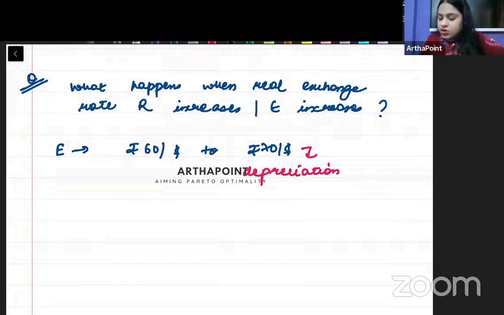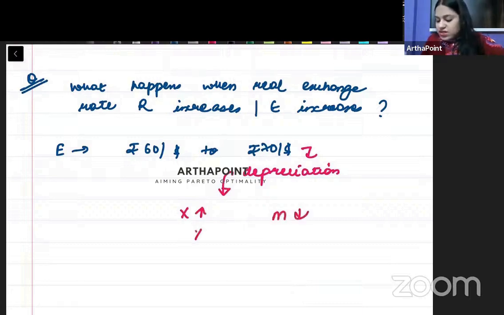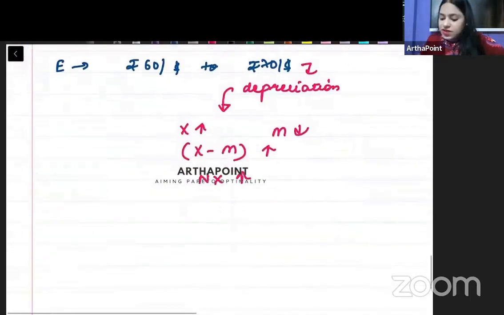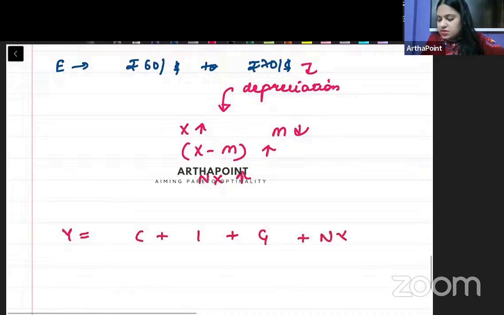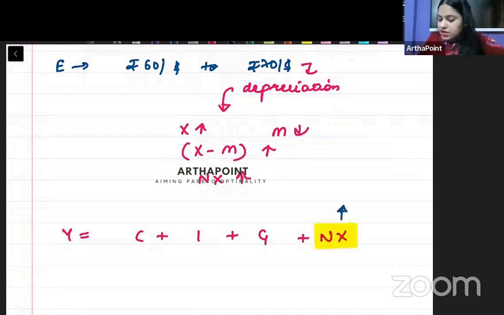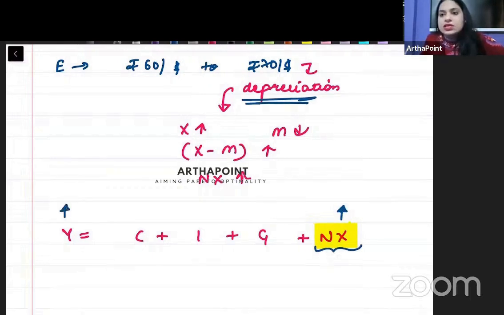And if the currency depreciates, we know that exports will increase and imports will fall. So export minus import will increase. So net exports will increase. So we can say that Y = C + I + G + NX. And we are saying that this net export will increase when your currency depreciates. And if net exports increase, won't your output also increase? Yes, output will increase. So we are saying that when there is depreciation of the currency, there is going to be an increase in the output.